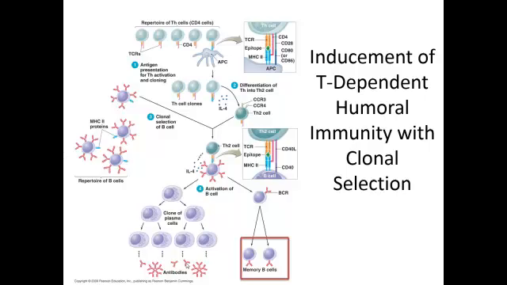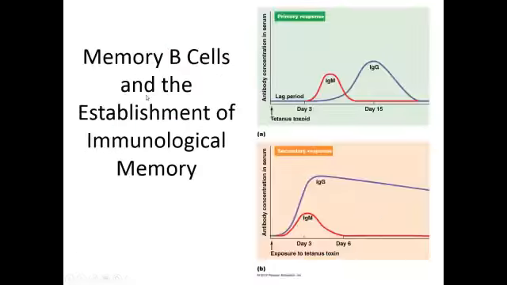They only live about 1 to 4 days. So we've got to have memory cells to be able to replace them. Also, they need to be ready in case a Th2 cell comes along and says, okay, we got to go again, guys. And like with T memory cells, they're ready to go faster. Now let's talk about memory B cells and the establishment of immunological memory.